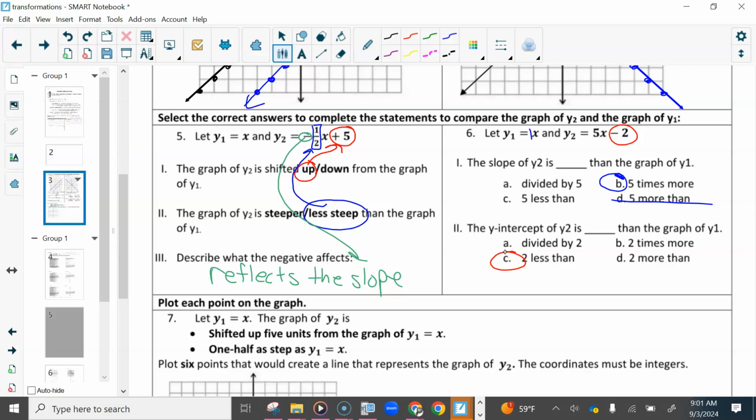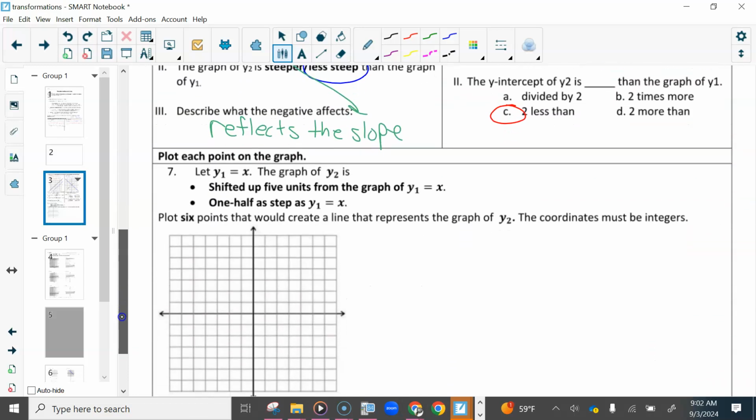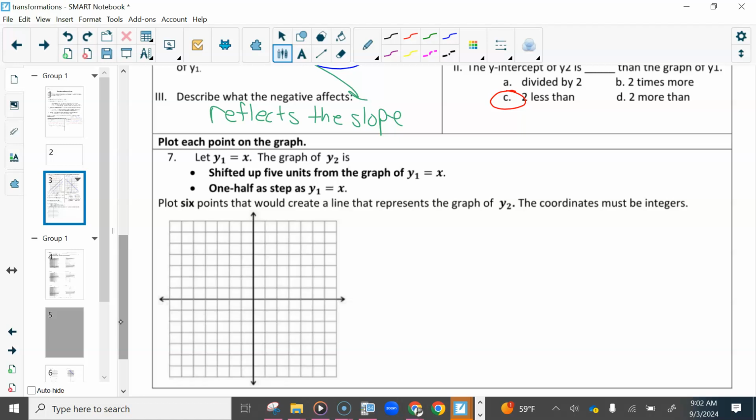Okay. I'm going to talk through this, and then you're going to try this, and then we'll come back and talk about it. So we have the original. For the second one, it's telling you what is happening. It's been shifted up 5 units, and it's 1/2, that's just a typo, it should be 1/2 as steep. You need to plot 6 points that would make that line. My hints to you are figure out which one is the y-intercept, start with that one. Then whichever one is the slope, apply that one. Try that. I'll give you a couple minutes to do that, and then we'll come back and talk about it.